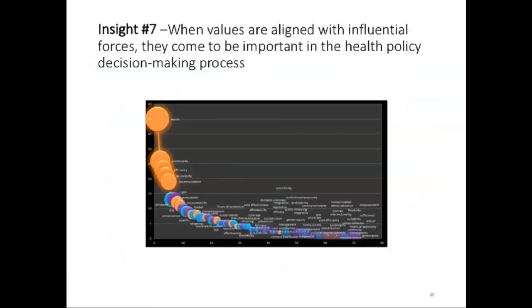And insight number 7 is that when values are aligned with influential forces, they come to be important in health policy decision making. So we have here a map, a figure of different values depending on how frequently and how strong was the use of these values for policy decision making. So we can see equity, universality, efficiency, accessibility, decentralization were very important values, but we have an amount of different values that play different roles in different stages.